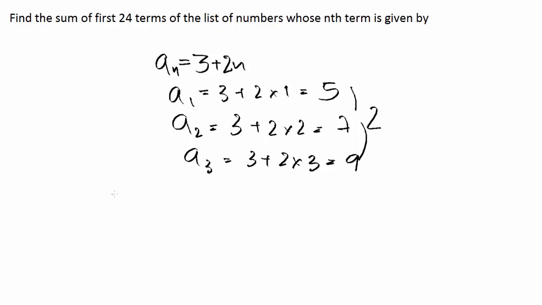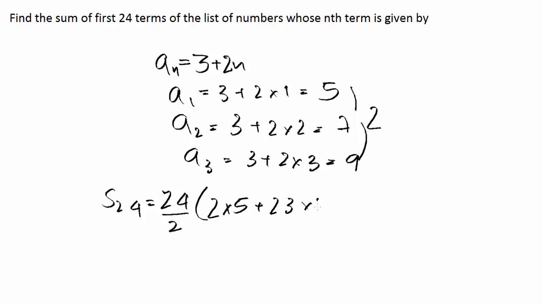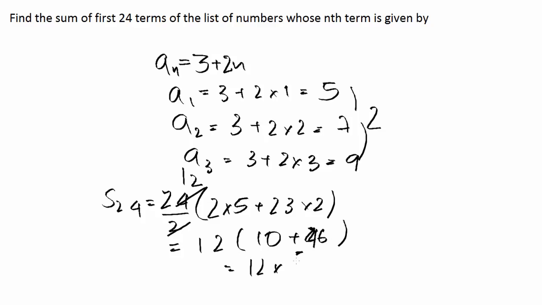Now we need to find the sum of the first 24 terms. That is, you have S24 is equal to 24 divided by 2 into 2 into a plus n minus 1 into d. Now that is equal to 12 into 10 plus 46, which is equal to 12 into 56, which is equal to 672. There you go.